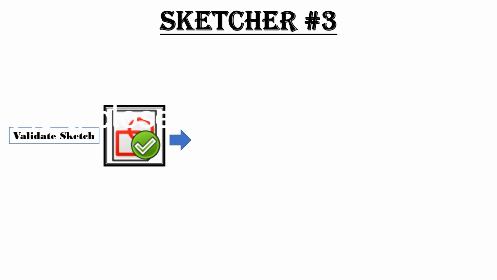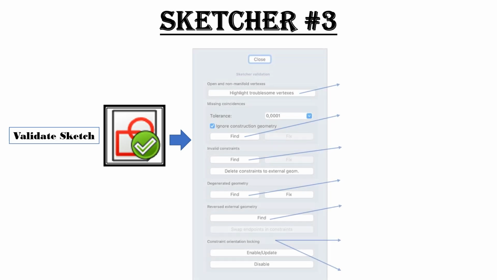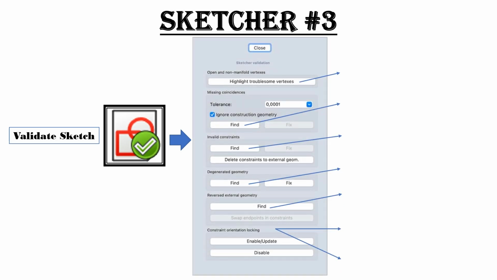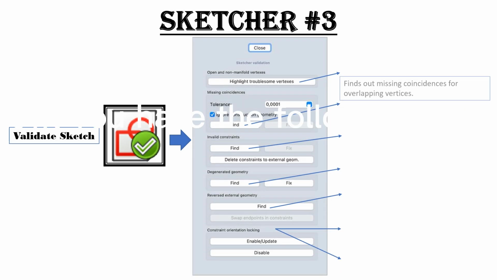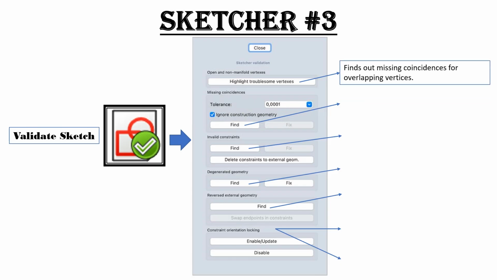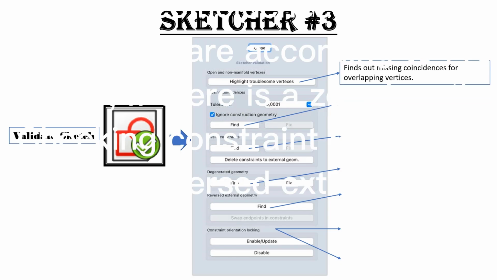To create a CAD 3D model, a closed sketch profile with valid constraints is required. In this pop-up dialog window, you have the following options to validate the sketch.